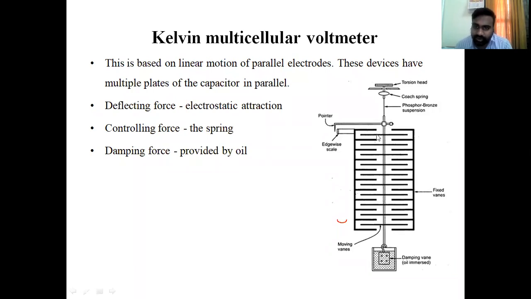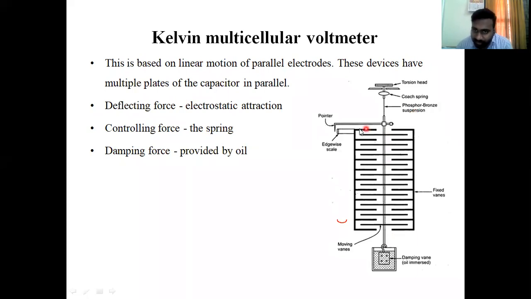With respect to the spindle, we connected the vanes here. This is one vane. See, this is a moving vane, this is a moving vane. That means these are all parallel plates connected to the spindle, the moving vanes.